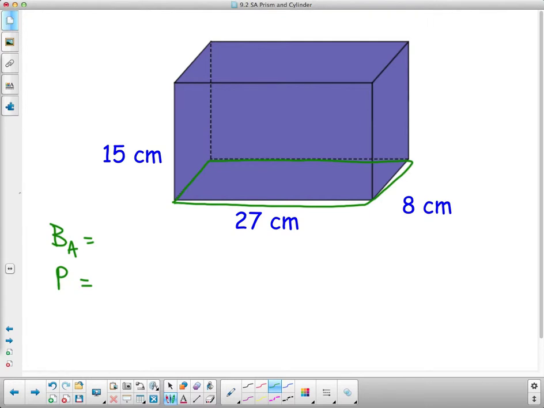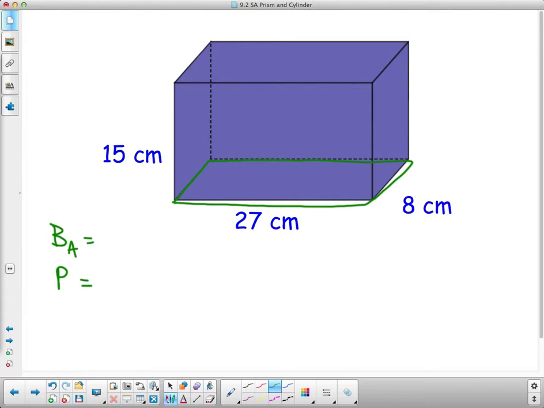How do you find the base area again? What shape is it? A rectangle. How do you find the area of the rectangle? We did that last chapter. Base times height. So take the base and the height and multiply. 27 times 15? No, 15's not on the base. 27 times 8. 27 times 8 is your base area.